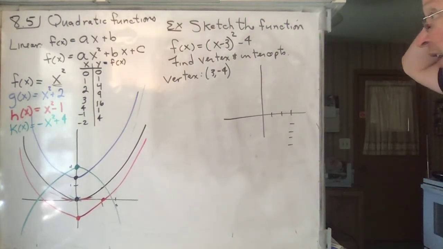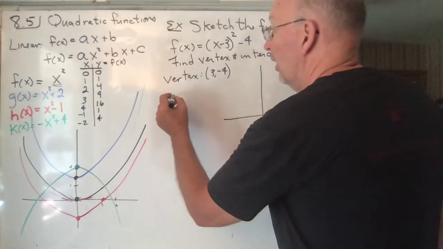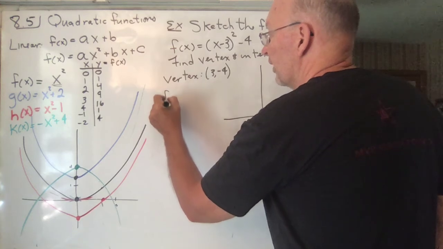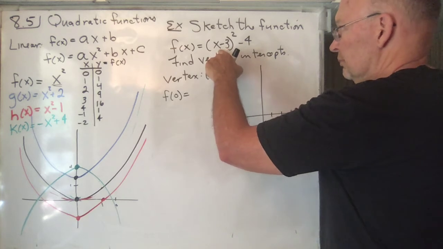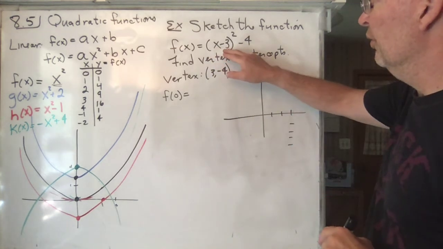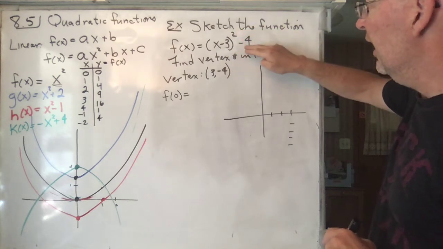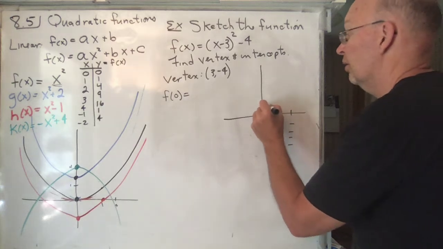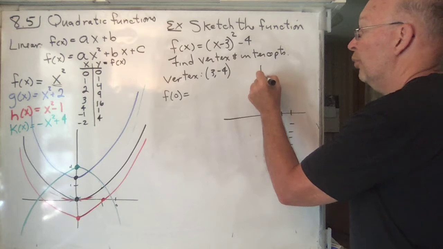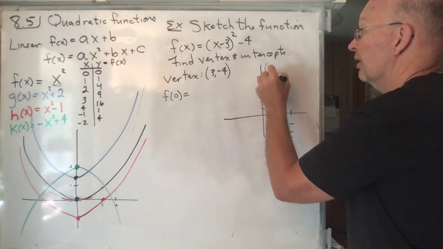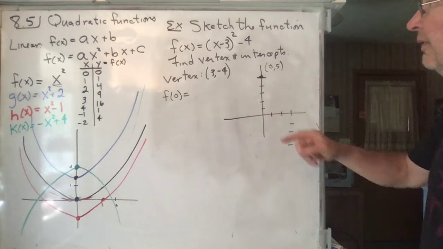Okay, and now let's find the intercepts. Well, finding the y-intercept is easy enough. All I have to do is stick in 0 for x. So f of 0, if I stick in a 0 here, I'm going to get what? 0 minus 3 is -3. -3 squared is 9. 9 minus 4 is 5. So it's going to hit that point right there. There's your y-intercept. Okay? 0, 5.